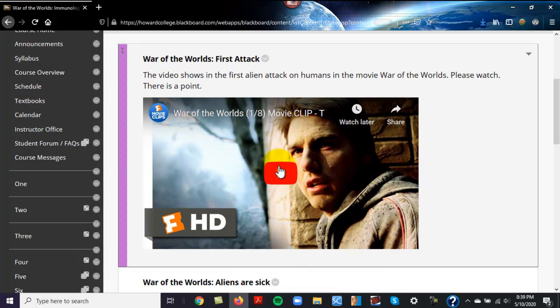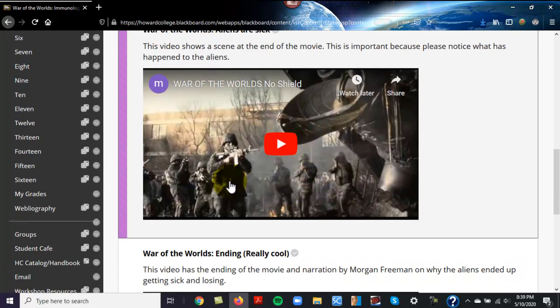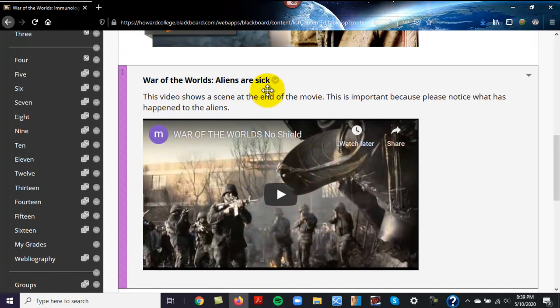These are really short. This is the beginning part of the movie when the aliens attack. It's about aliens attacking, trying to wipe out life on our planet. It's got Tom Cruise. It's a really good movie. I liked it. But here's the introduction part. Here's the part, and I labeled this, aliens are sick. This is toward the end of the movie. In fact, this is not quite the very end, but this is the last portion of the movie.